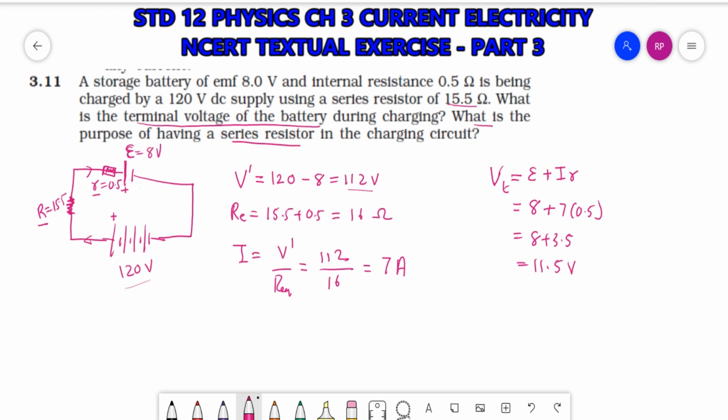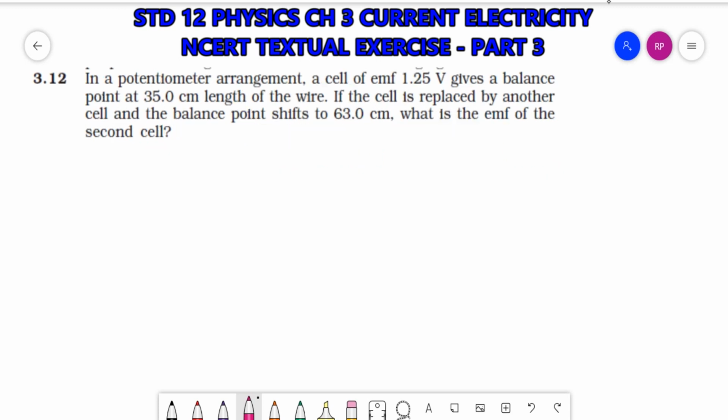Now let's move to the next question, that is 3.12. In a potentiometer arrangement, a cell of EMF 1.25 volt gives a balance point at 35 centimeter. If the cell is replaced by another cell and the balance point is 63 centimeter, what is the EMF of the second cell? It's just a very simple, one mark question. The first cell has EMF 1.25 volt, the null point L1 is 35 centimeter. Second cell EMF we need to find out, the null point is 63 centimeter.